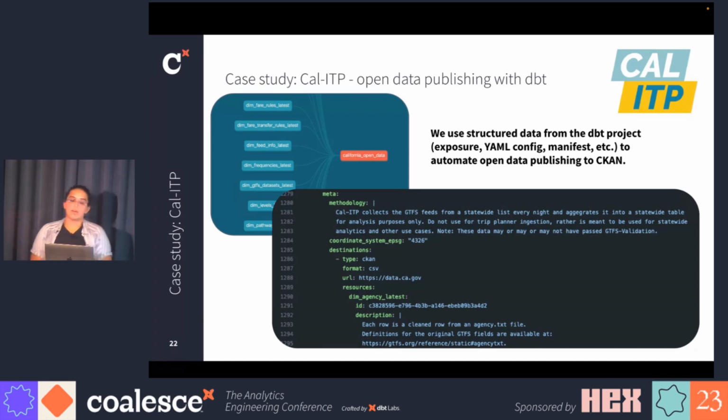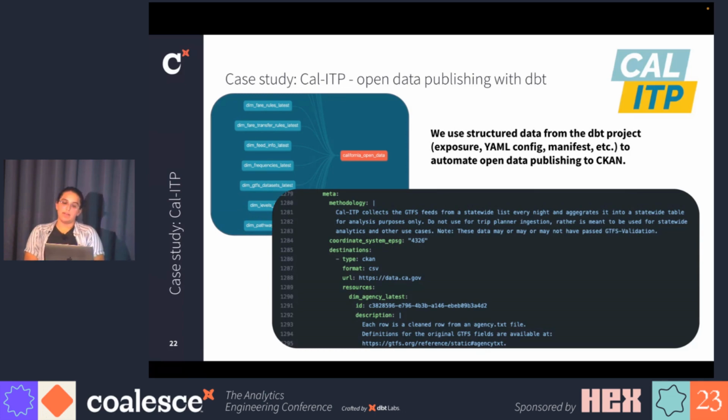But then also the structured data that DBT produces, like the manifest, we actually leveraged to write a script that parses the manifest and turns that into some of the metadata and data dictionary files that are required for CCAN. And then we also use that to automate our publishing weekly. So instead of a manual process, ad hoc on a random schedule when people had time, we can now publish weekly.